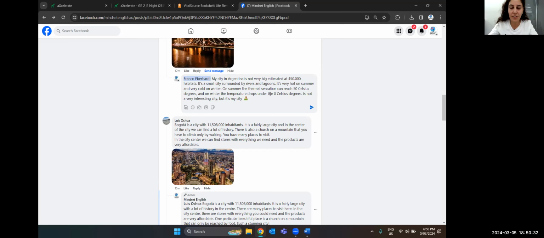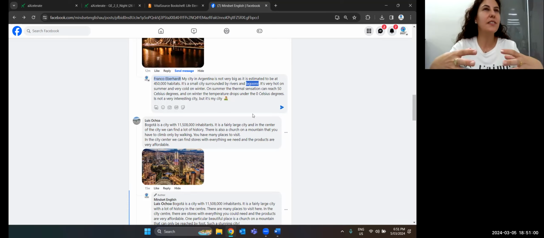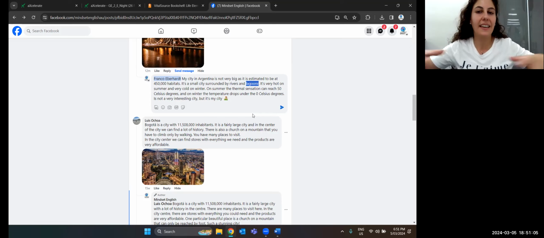Estimated at 450,000. Remember, we use comma, not full stop. My city in Argentina is not very big, as it is estimated to be at 450,000 inhabitants. It's a small city surrounded by. So when we say surrounded by, that means like what is around it. So surrounded by rivers and lagoons. Lagoons are just like, they're not rivers. It's not as big as a river. It's not as big as a lake.